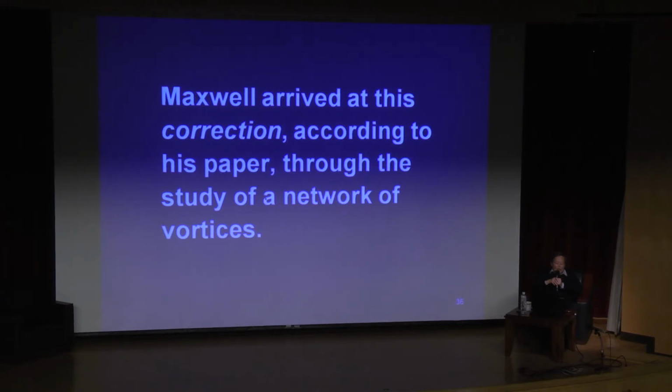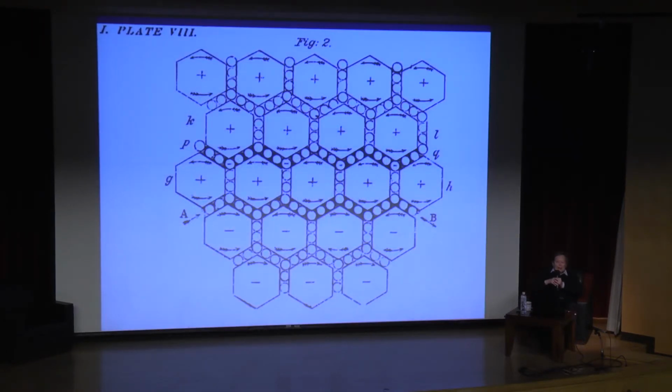Maxwell arrived at this correction, according to his paper, through the study of a network of vortices. There are quite a number of diagrams of vortices in this paper too, of which the most interesting one, I think, is this particular one. You observe that what he was thinking of is a network of complicated vortices. Each of the small circles is a vortex, and each of the hexagons is a larger vortex. And he had arrows showing the motion of the medium because of the collection of these vortices.